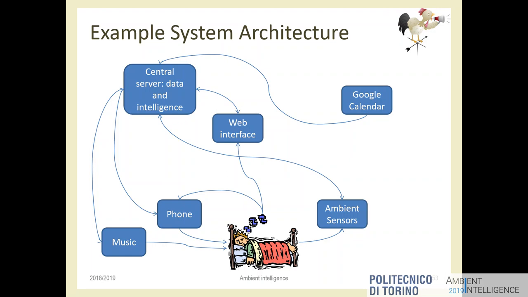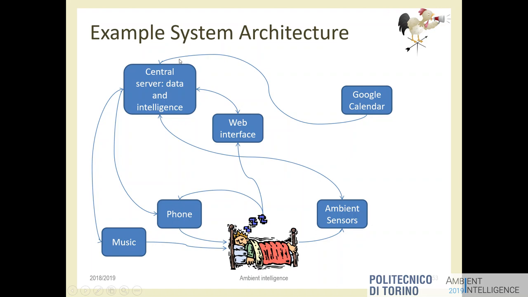And where is this information consolidated? Well, maybe both the phone and the ambient sensor will send data to a central server where all the data and all the reasoning takes place. So we decided that the reasoning takes place on a central server. Another option could be the reasoning taking place on the phone. There are different solutions, different options.